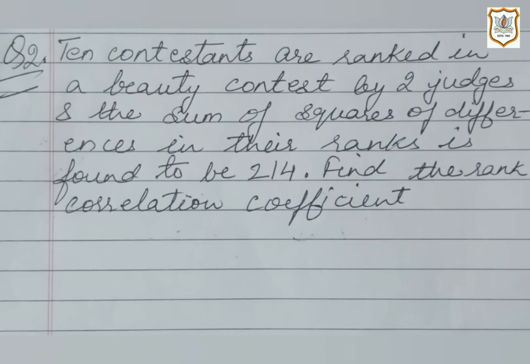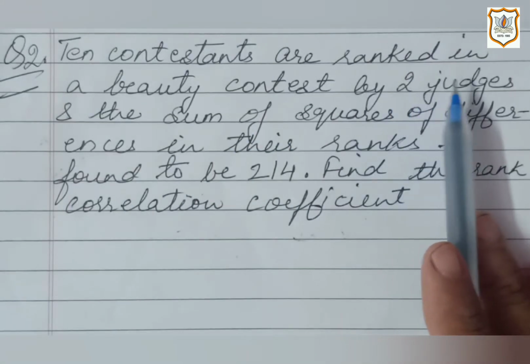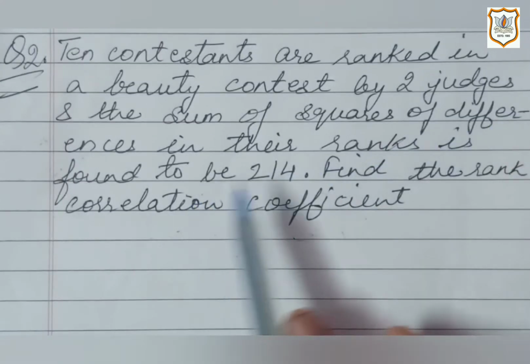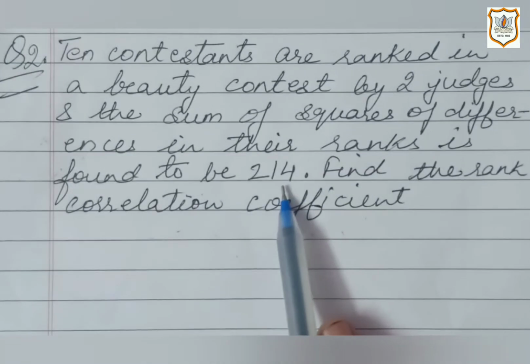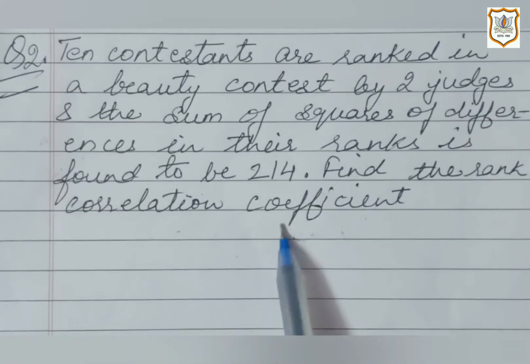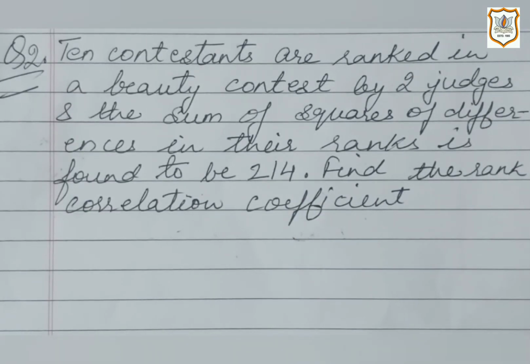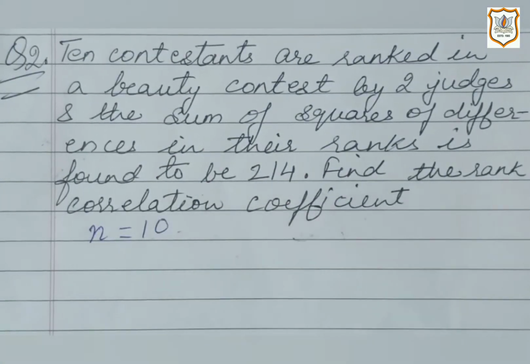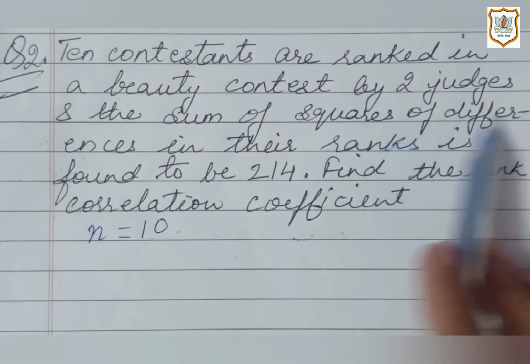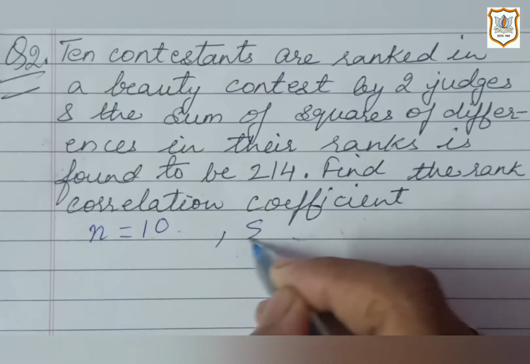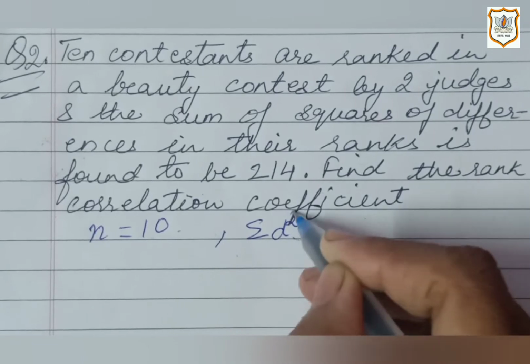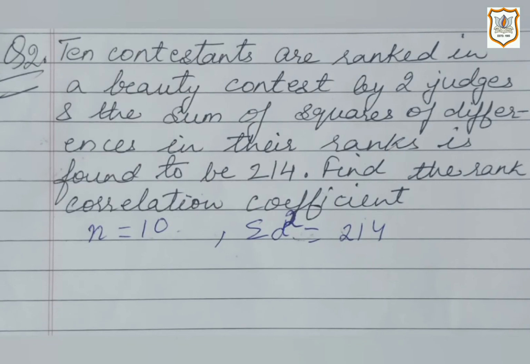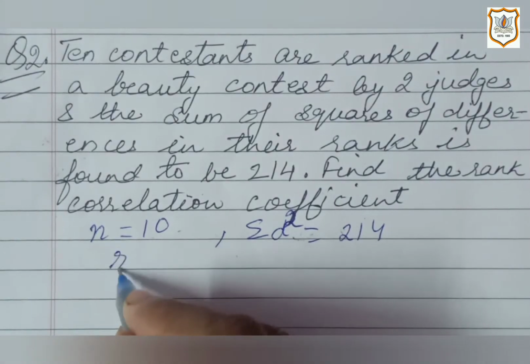Now see question number second. 10 contestants are ranked in a beauty contest by 2 judges, and the sum of the squares of differences in their ranks is found to be 214. Find the rank correlation coefficient. So here 10 contestants are there, so that means n is equal to 10. Squares of difference in the ranks, that means Σd², and Σd² is given to us as 214. So we are supposed to find rank correlation coefficient.